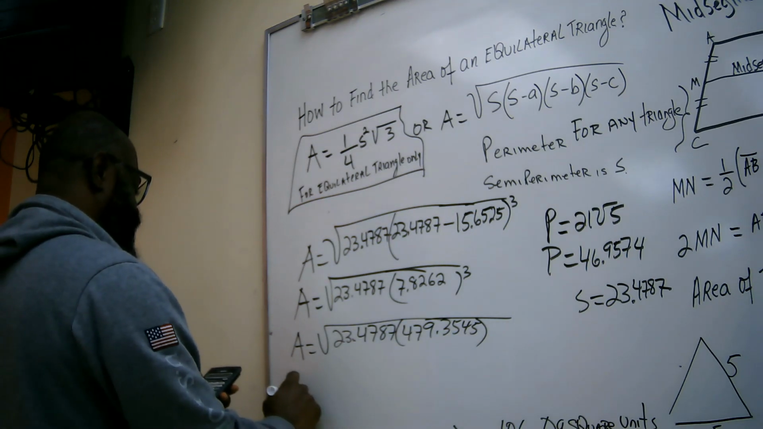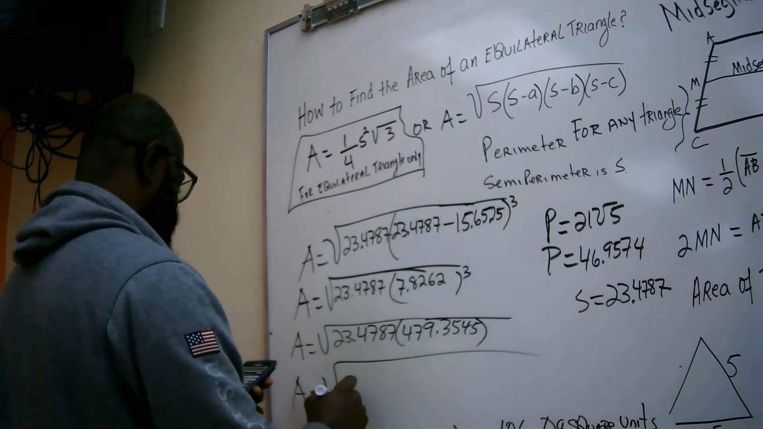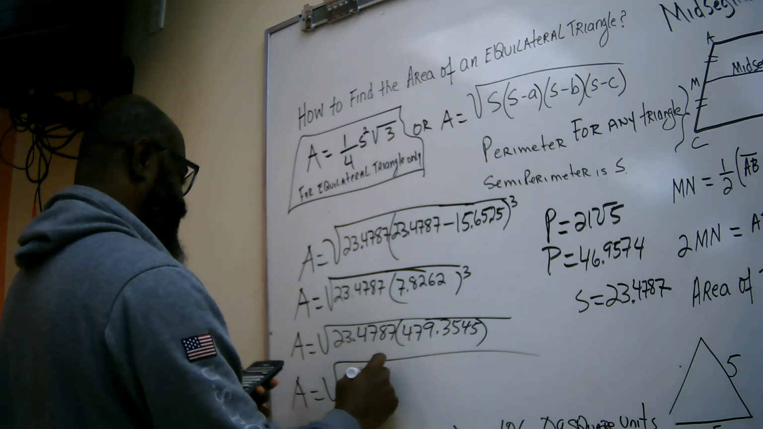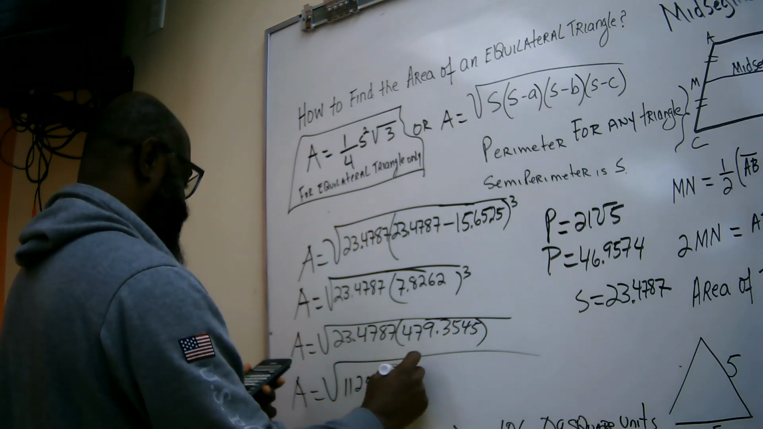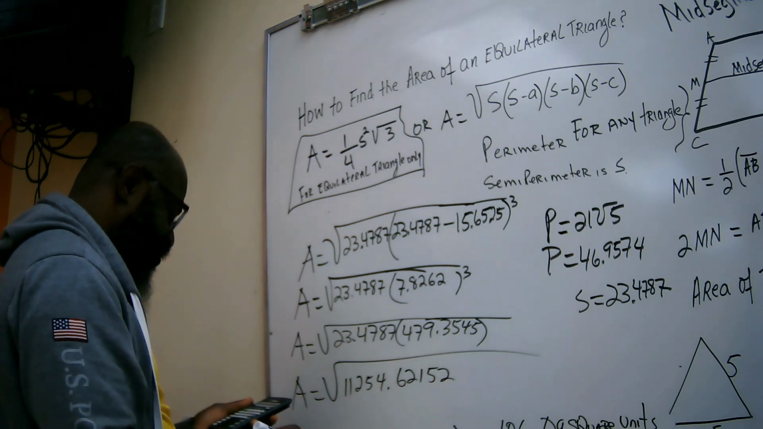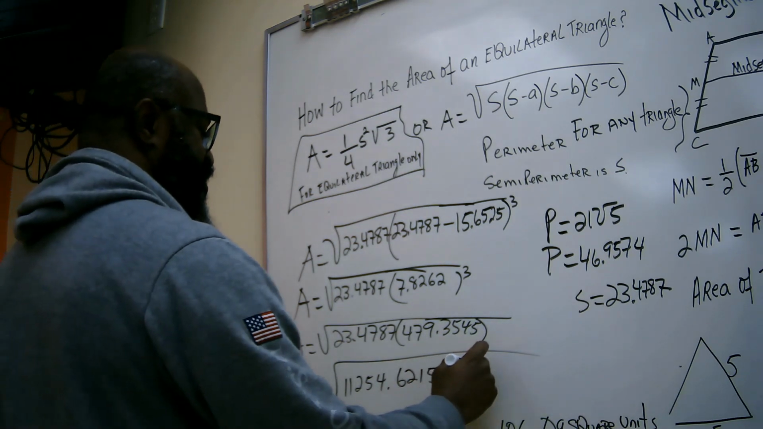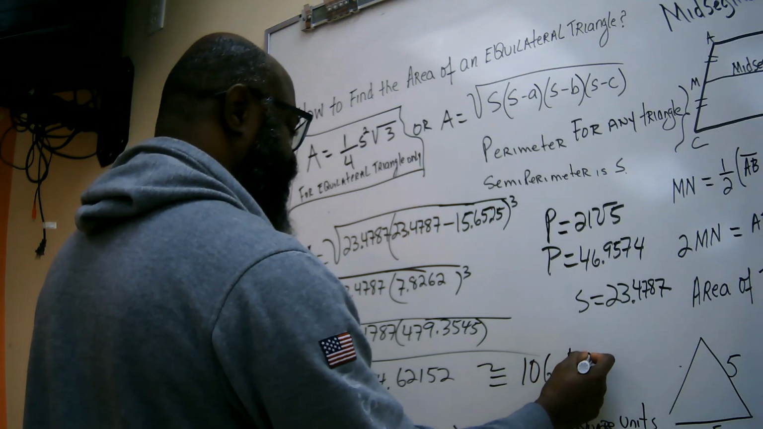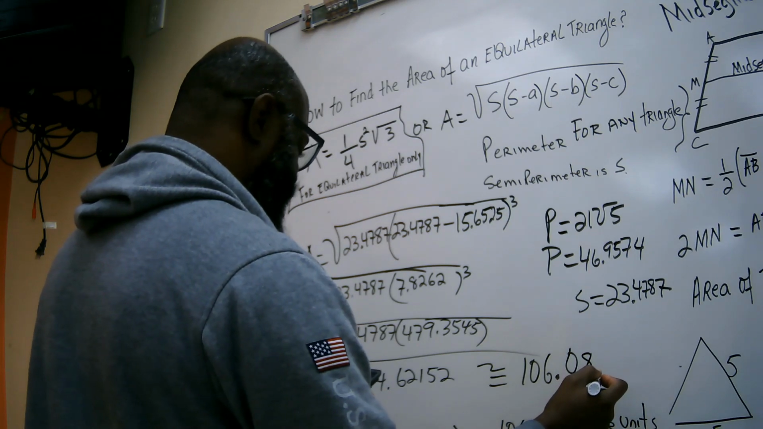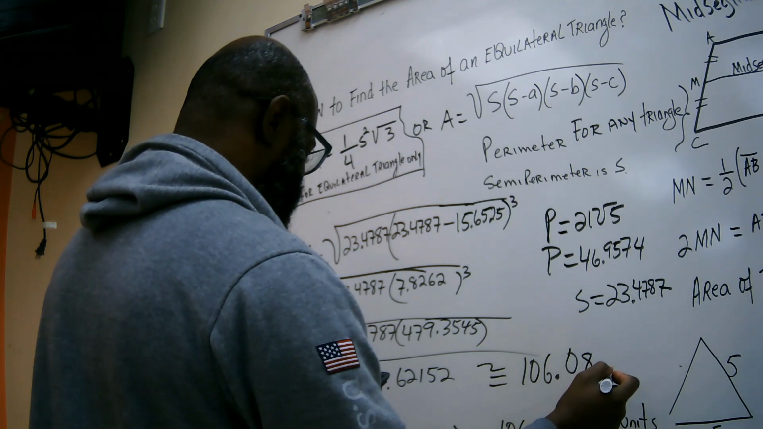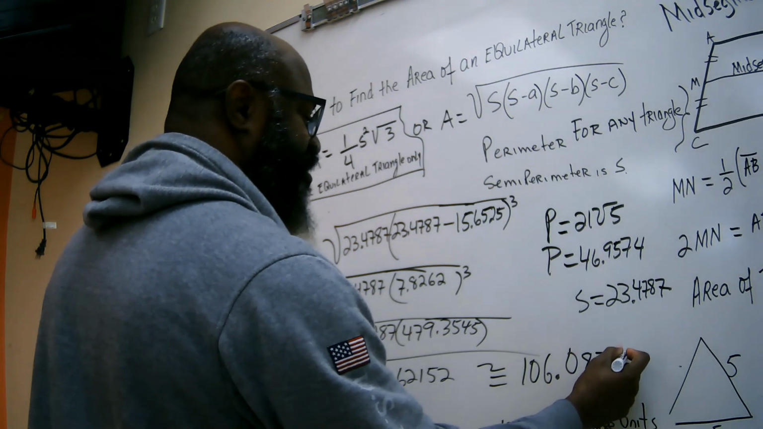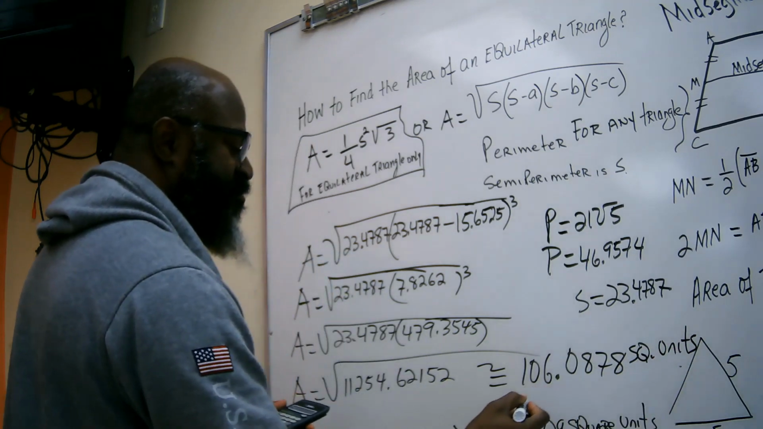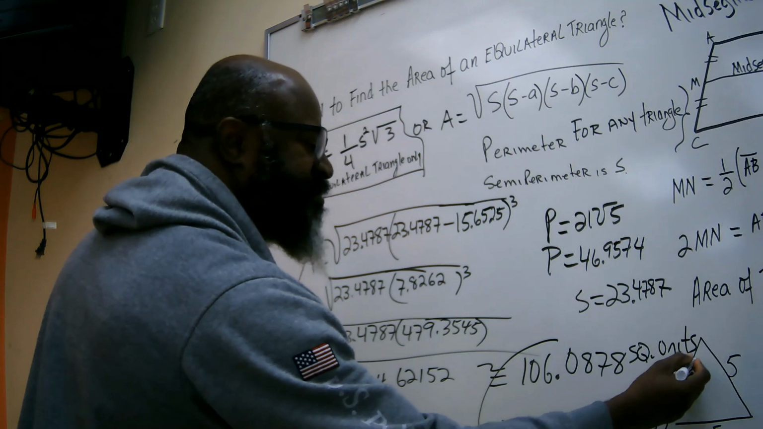Alright, you end up with a big number, 11,254.62152, and you take the square root of that, which is 106.0878 square units. Since we're doing a lot of rounding, there's not big significance between those two numbers.